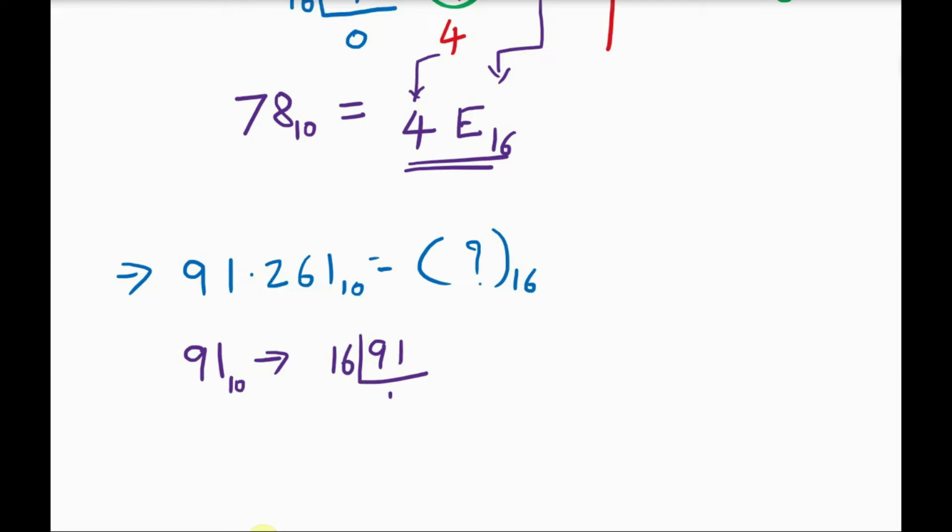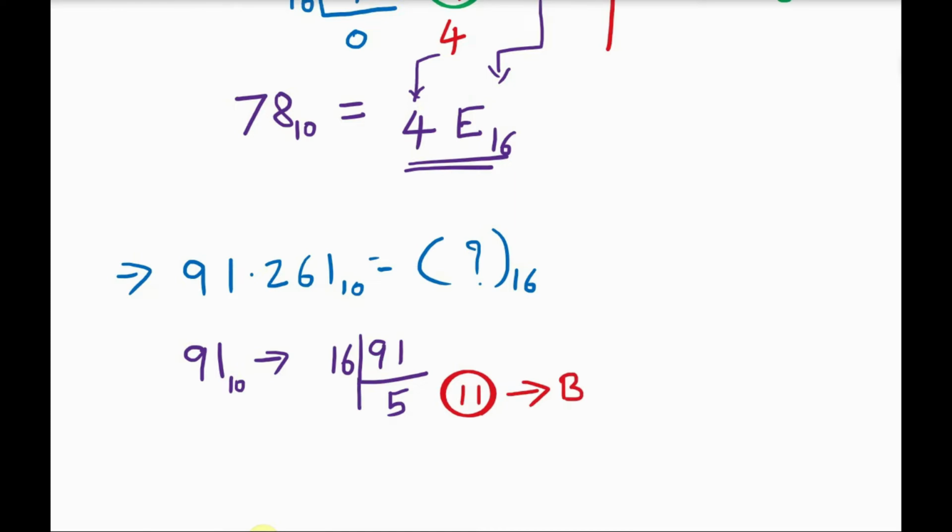So 16 into 5 is 80, and the remainder will be 11. Since 11 is not a hexadecimal digit, we have to convert it to hexadecimal. Because for the numbers greater than 9, that is 10, 11, 12, 13, 14 and 15, these have to be rewritten as A, B, C, D, E and F. So 11 is B, so the remainder is B.